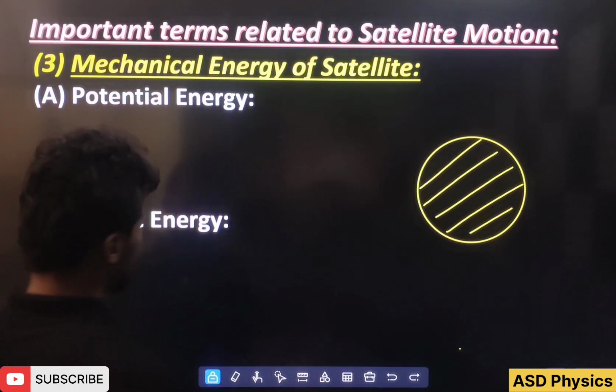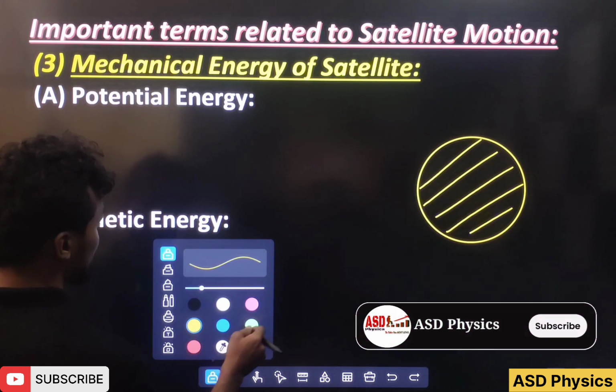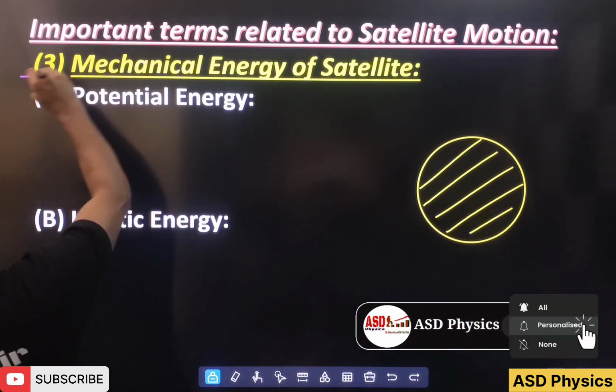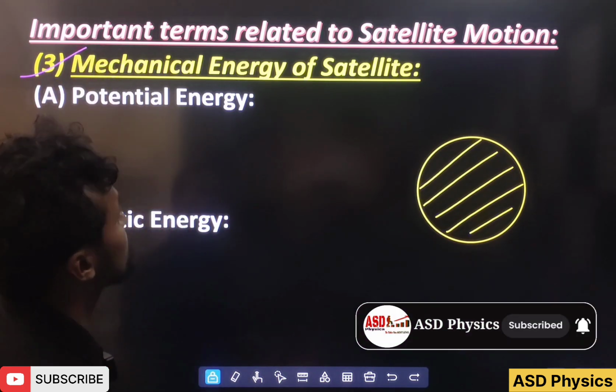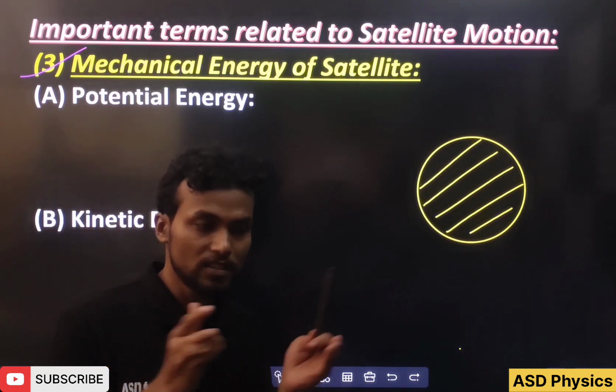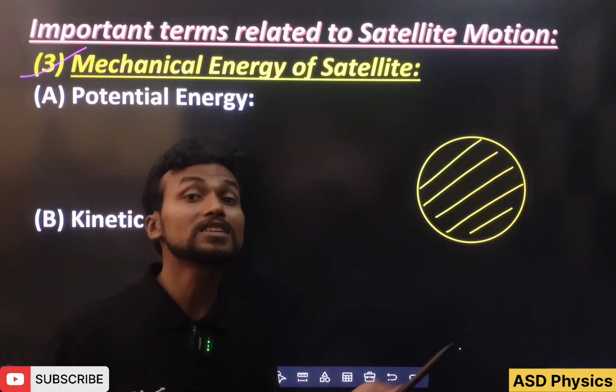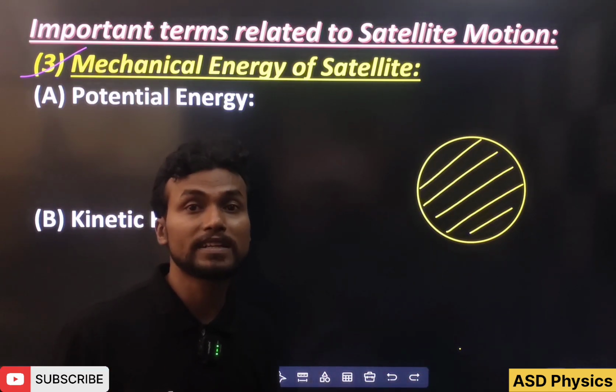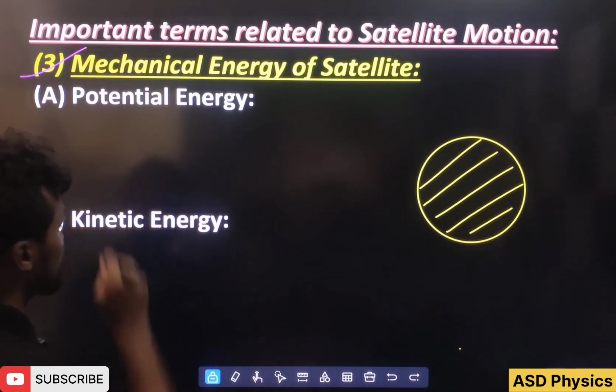So here you can see important terms related to the satellite motion. As I told you, the third term is the mechanical energy of the satellite. And you know very well, mechanical energy means potential energy and kinetic energy. We have to combine both, then only we'll get the mechanical energy. So we will see one by one here.